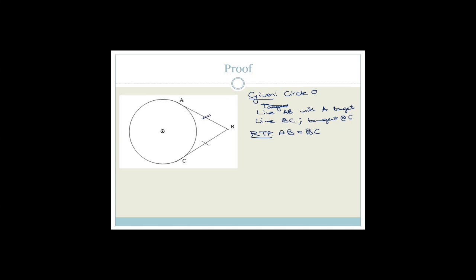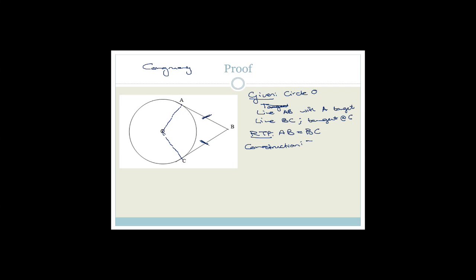We don't need to prove this, that AB is equal to BC, as given. In order to do this, we're actually going to use congruency. Okay, so here we go. Construction. We need to draw constructions because in order to do congruency, we need triangles. So what we're going to do is join AO and join OC.